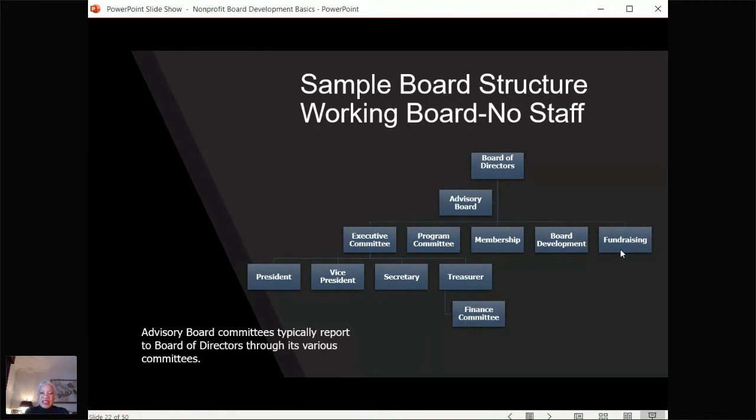It could be a standing committee like these, meaning that they're part of the regular organization and included in the bylaws. Or it could be an ad hoc committee, and when I say ad hoc committee, that's a committee that has come about just for a specific project.